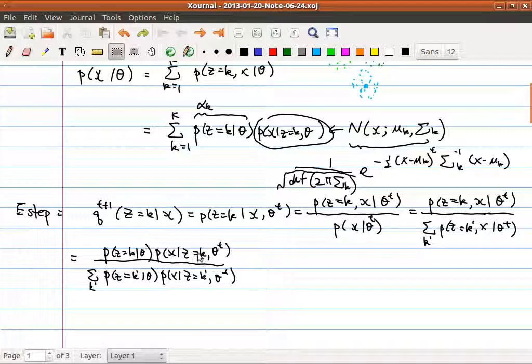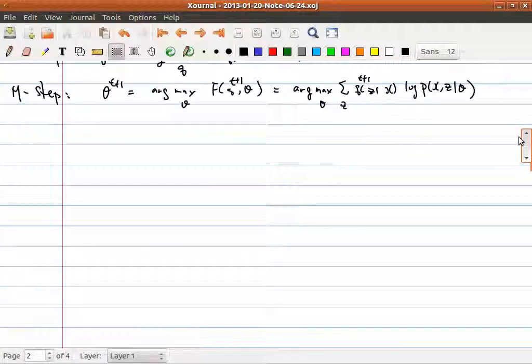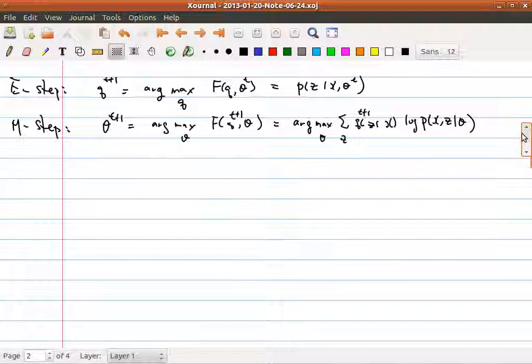So this is really alpha k, the prior probability that a sample is drawn from the k-th distribution, and this second term is just the Gaussian distribution. Therefore this is our E step. It's a very simple expression. Okay, let's continue with the M step.